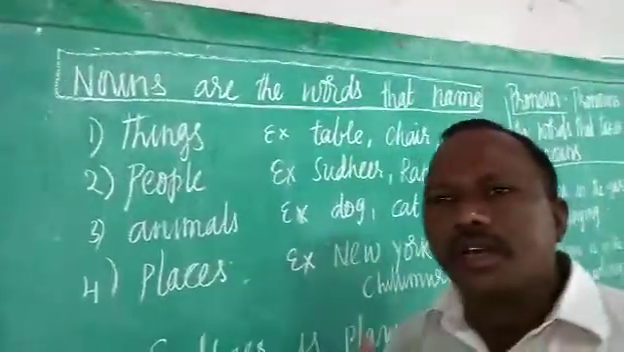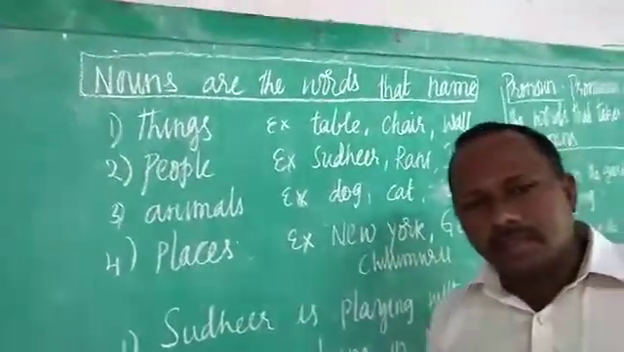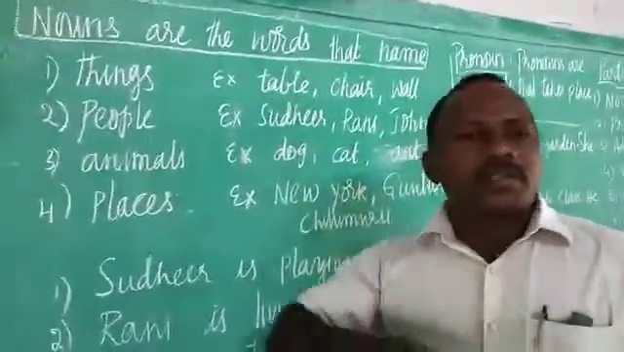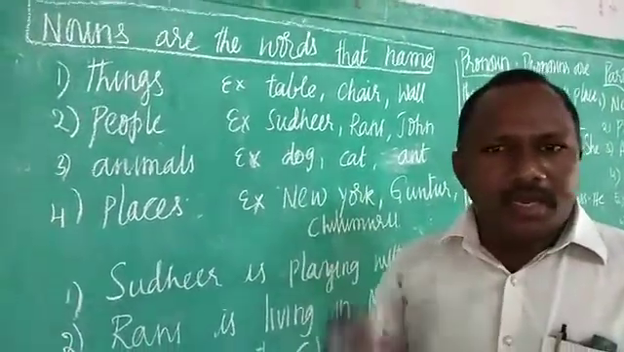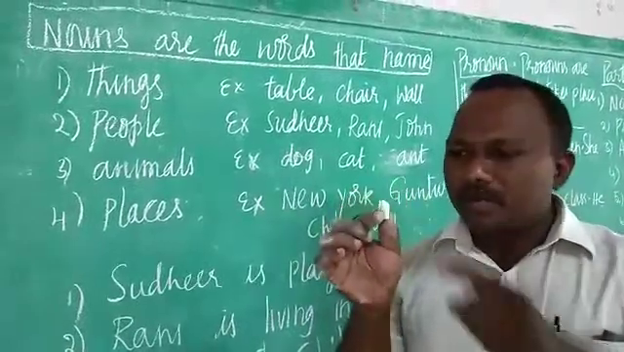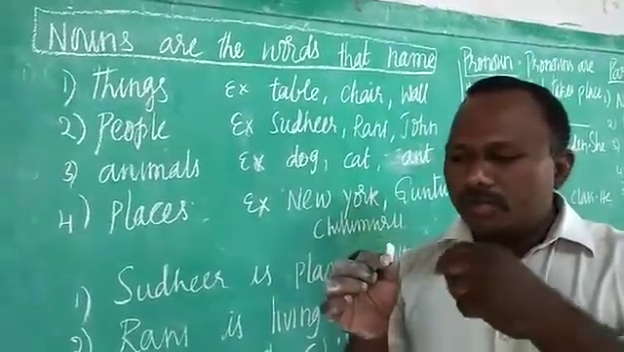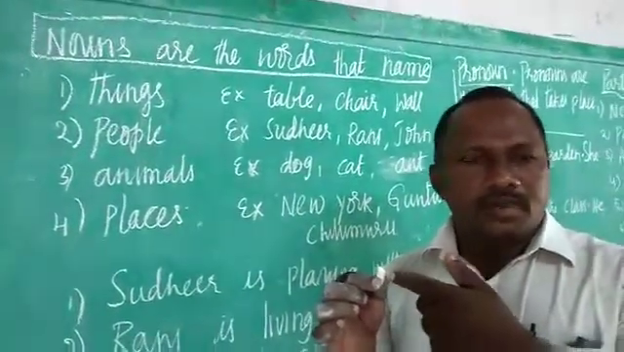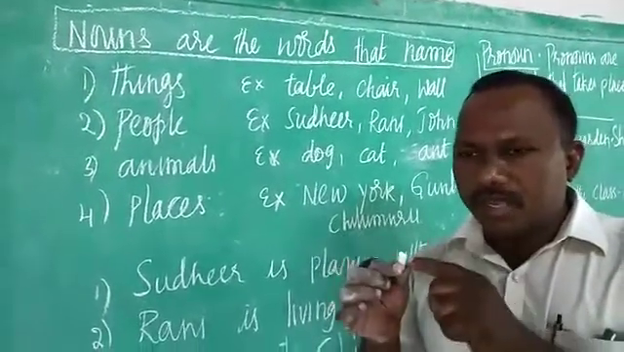You can go with another definition also, children. Noun is the name of anything. When you give name to something, that we call it as a noun. For example, in my hand I'm having something white in color and I'm giving name to it, chalk piece. So when you give name to it, that we call it as a noun. So chalk piece is a noun because I'm giving name to it.